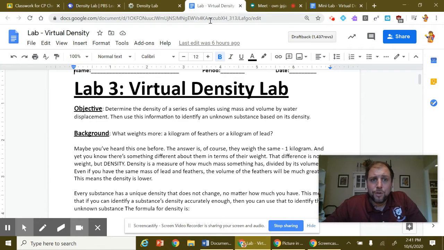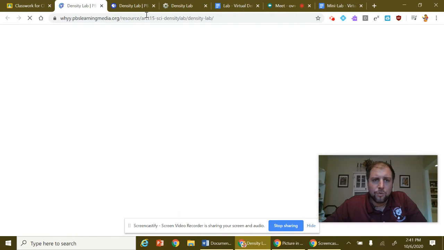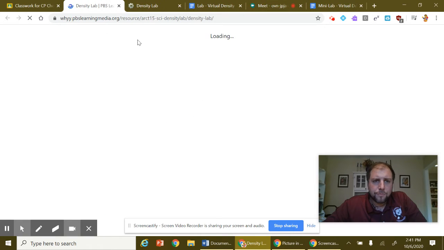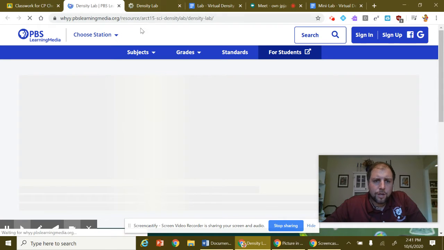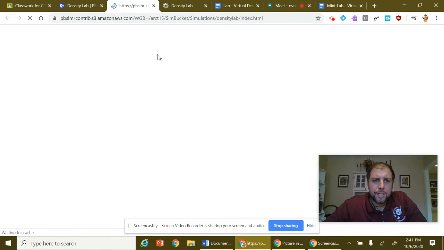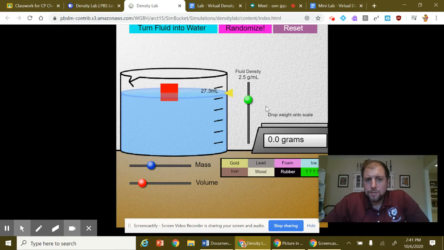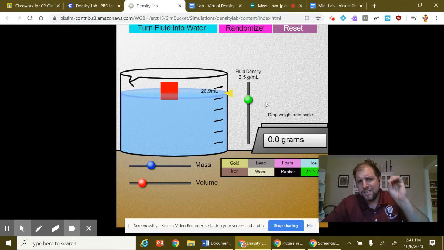Okay, so the way you're going to do it is you're going to go to this virtual lab that I posted. You're going to click this virtual density lab link, and then you are going to click this window right here, and that will launch the density lab. Depending on what your lab activity is, there are different substances whose density you're going to have to measure, but the process is the same every time.